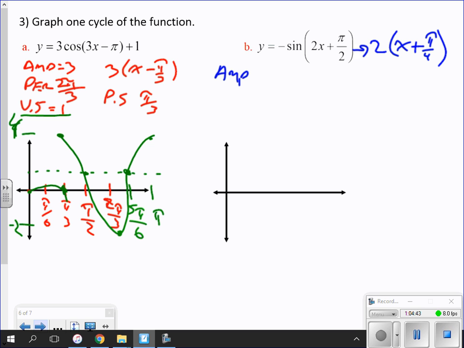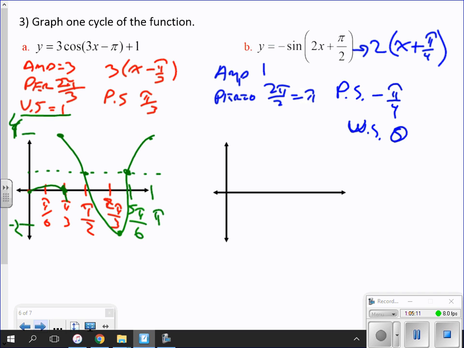What's our amplitude? 1. Yay, that makes it easy. What's our period? Our period is pi because we have 2 pi divided by 2, which is pi. What is our phase shift? Negative pi over 4. And what is our vertical shift? We don't have a vertical shift. That makes it easy.